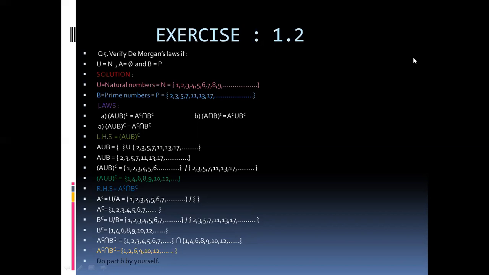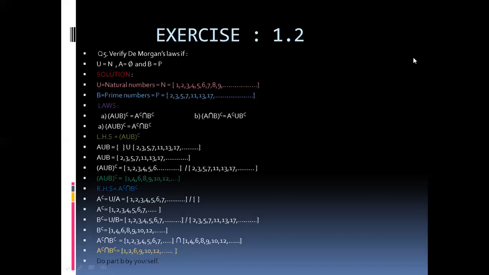The universal set is the biggest set of natural numbers, and when we take the difference from the prime numbers, our answer becomes the composite numbers, or 1, 4, 6, 8, 9, 10, 12, and so on. This is the left hand side. Now come to the right hand side, A complement.